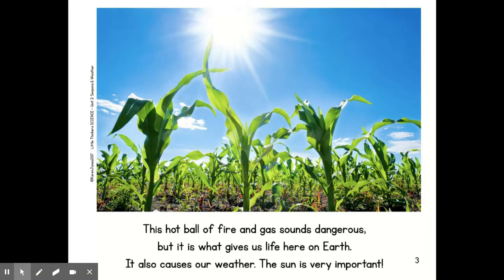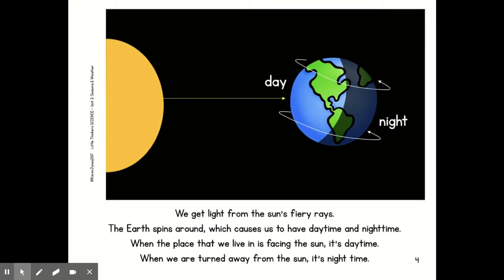This hot ball of fire and gas sounds dangerous, but it's what gives us life here on Earth. It also causes our weather. The sun is very important. We get light from the sun's fiery rays. The Earth spins around, which causes us to have daytime and nighttime. When the place that we live in is facing the sun, it's daytime. When we are turned away from the sun, it's nighttime.